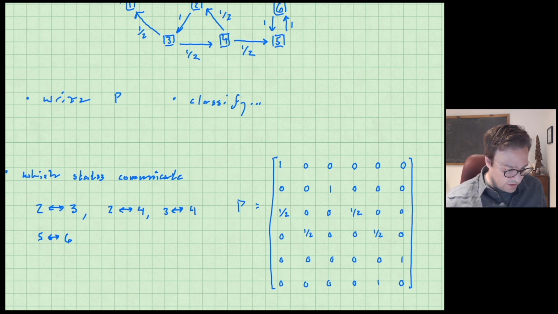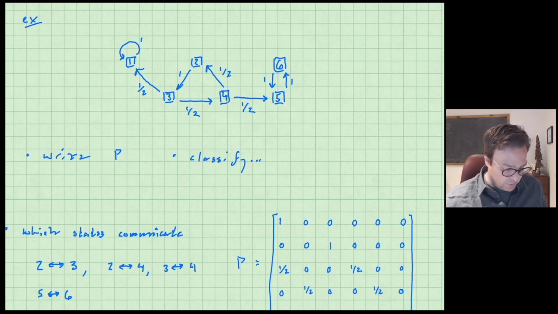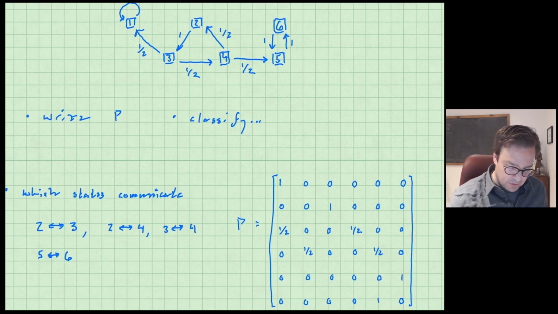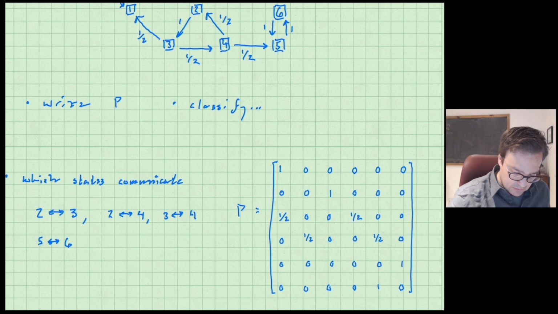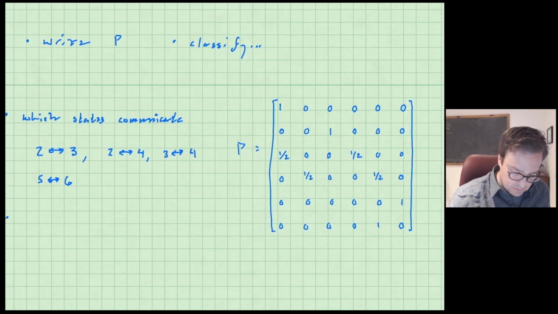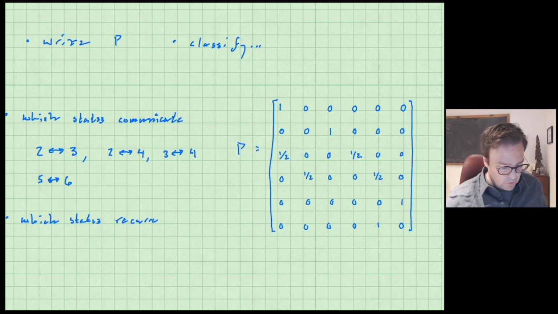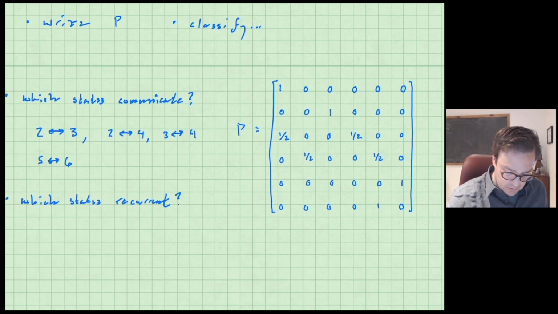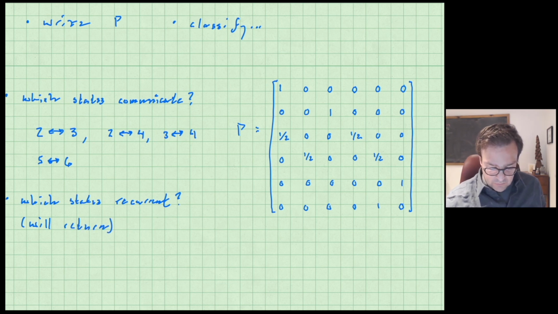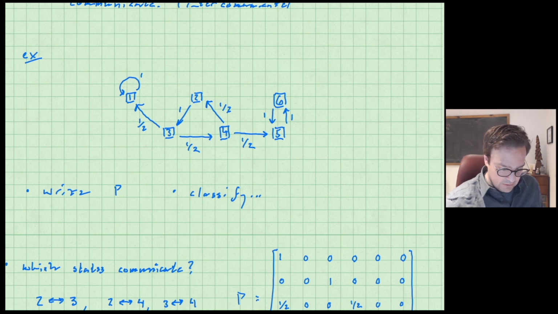The next thing I want to ask is, let's see, which one should we do next? Let's say, which ones are recurrent? Right, now recurrent means will return eventually. So let's take a look at these. So if you start at 1, will you return to it? Yeah, that's the only thing you can do, actually. So 1 counts. And how about in state 2?